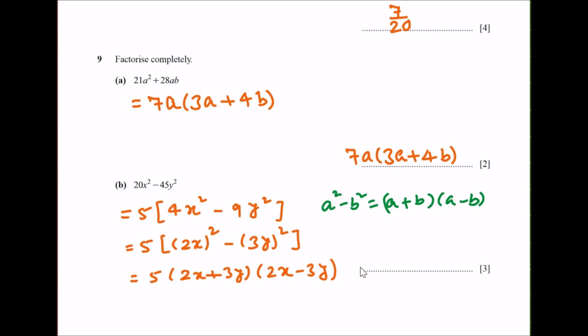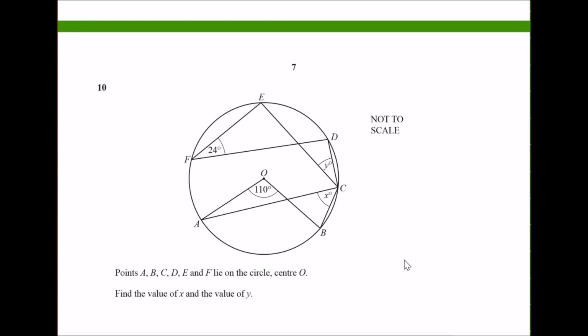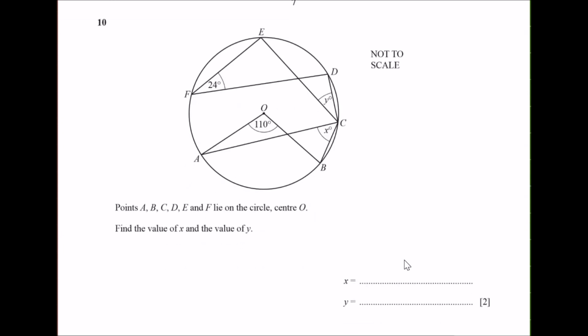Okay. Let's go to the next part. Question number 10. Points A, B, C, D, E and F lie on the circle center O. Find the value of x and the value of y.